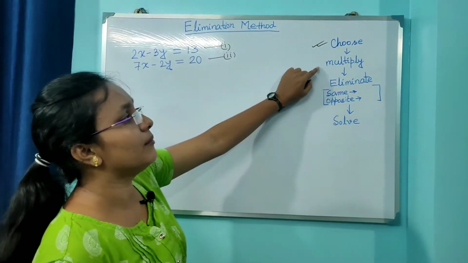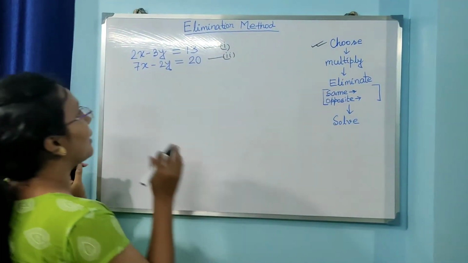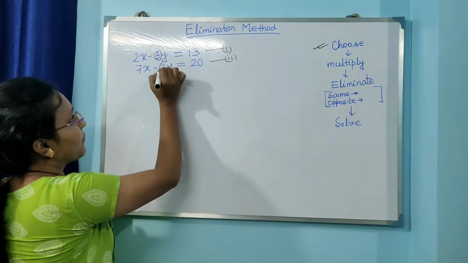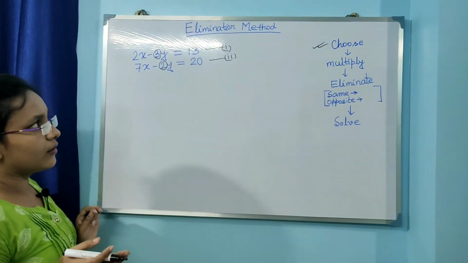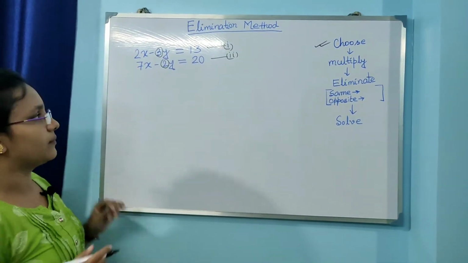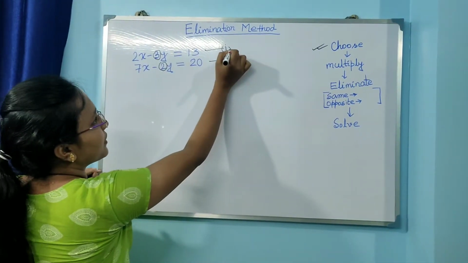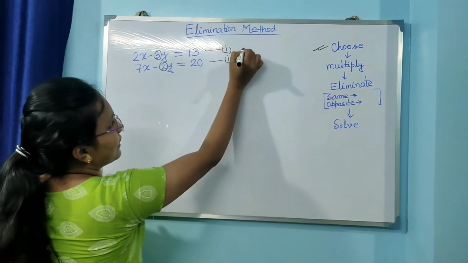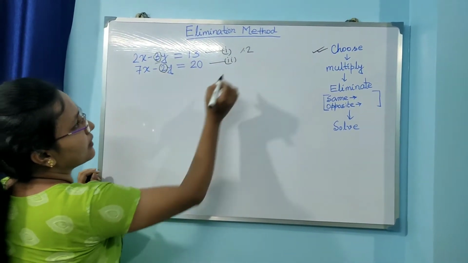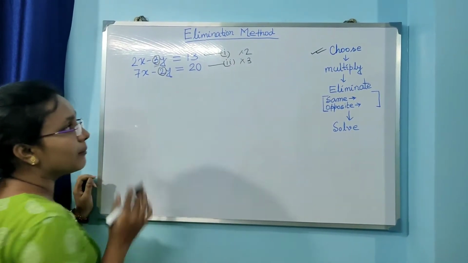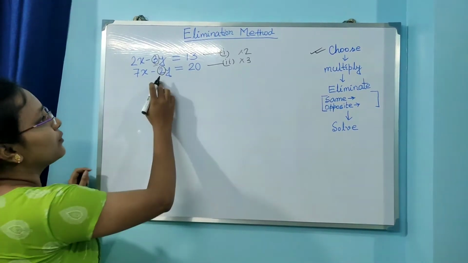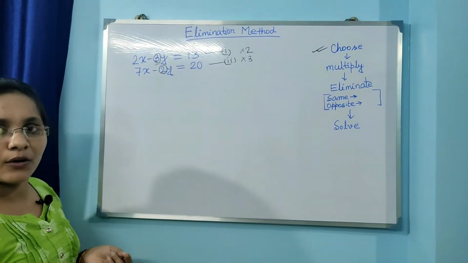Then it's time to multiply. By multiplication you have to convert this variable's coefficient into the same number. So here we will apply an exchange offer. We multiply the first equation by this coefficient, that is 2, and the second equation by this coefficient, that is 3. If we multiply, then 3 into 2 will become 6 and 2 into 3 becomes 6.